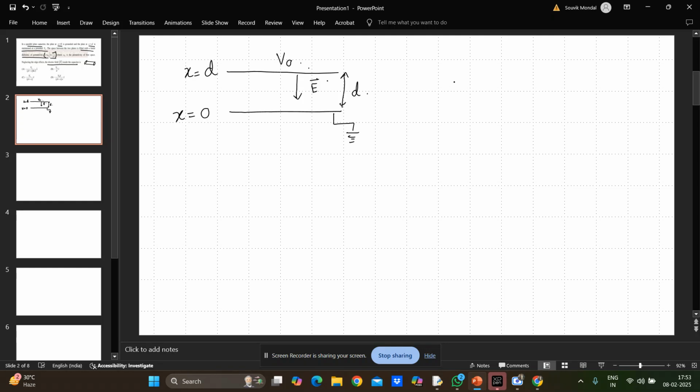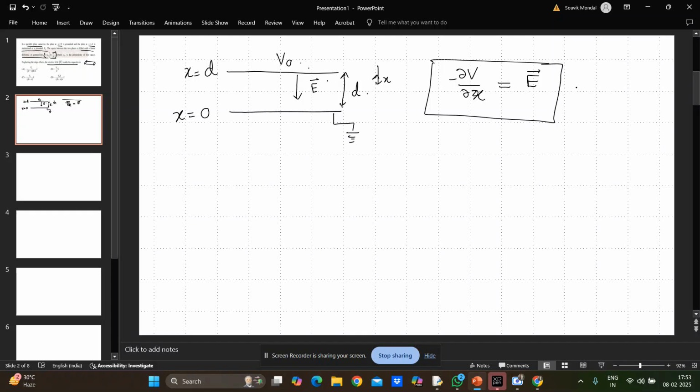Okay, so the first thing is, you know that E equals minus del V. Suppose this is the z direction, or you can say this is the x direction. Okay, they are mentioning this as x, so this is the x direction. So minus del V by del x is equal to E. This is one of the fundamental things.